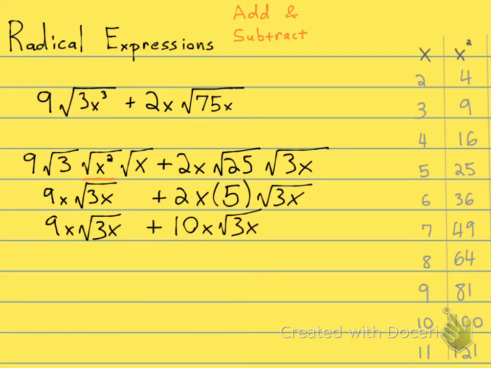Now look at that. Once I simplified this first term, and then I simplified the second term, now I have like terms that will go together. I have 9x square root of 3x plus 10x square root of 3x, and that will give me 19x square root of 3x.